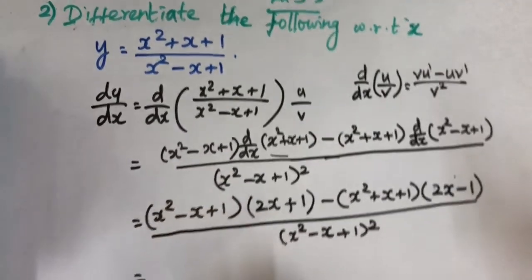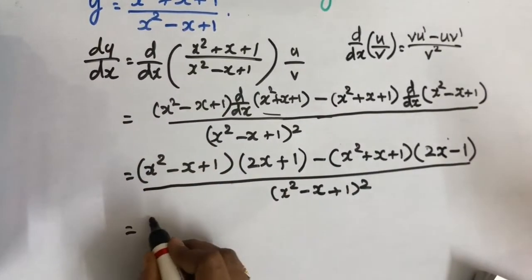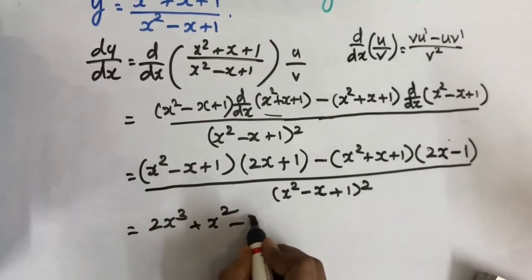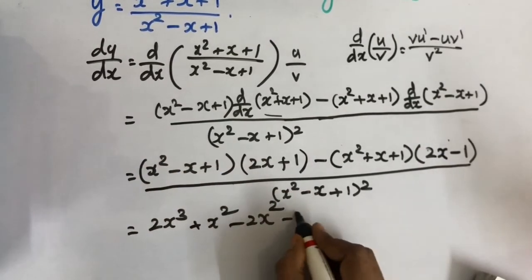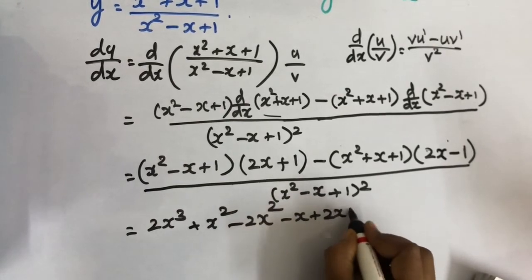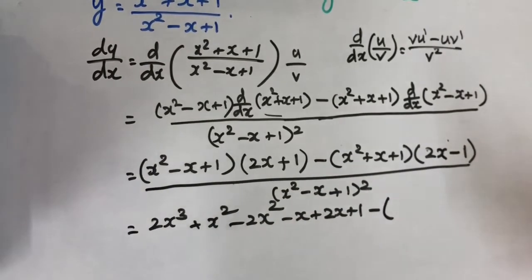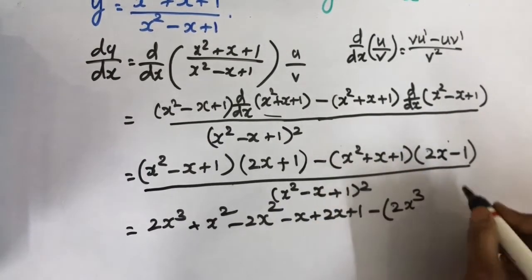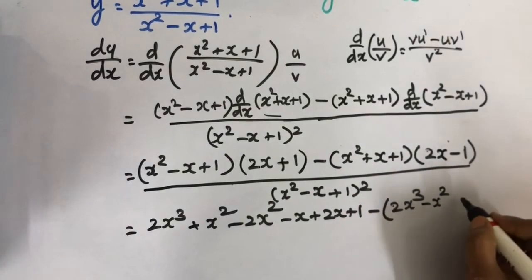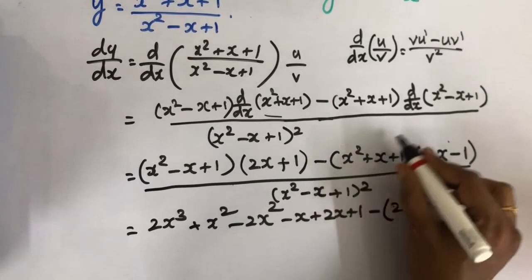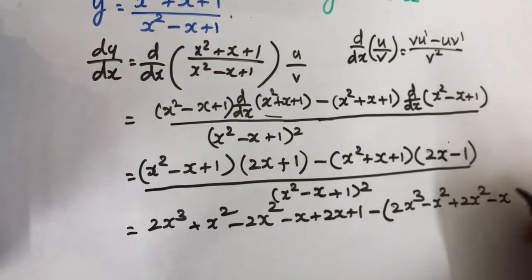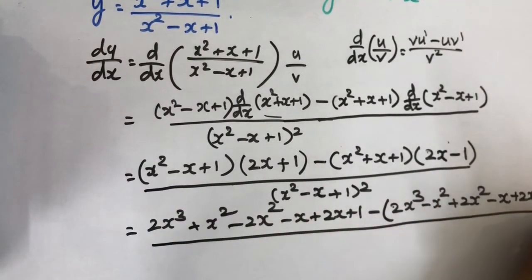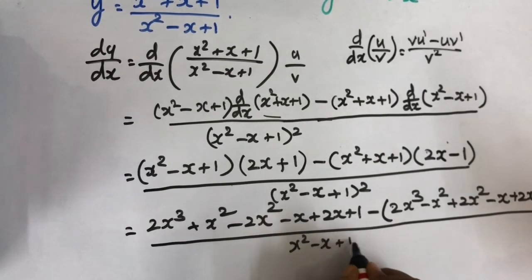So we can multiply the functions. So x square into x square, 2x cube plus x square minus 2x square minus x plus 2x plus 1. Here as well minus of 2x cube minus x square plus 2x square minus x. Here plus 2x minus 1. Divided by x square minus x plus 1 the whole square.